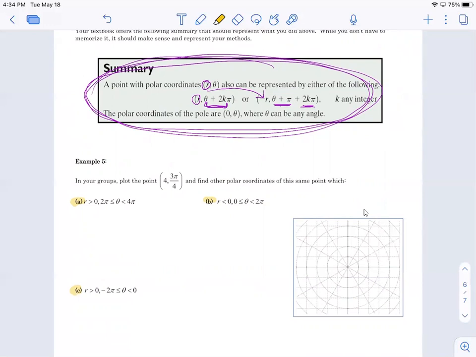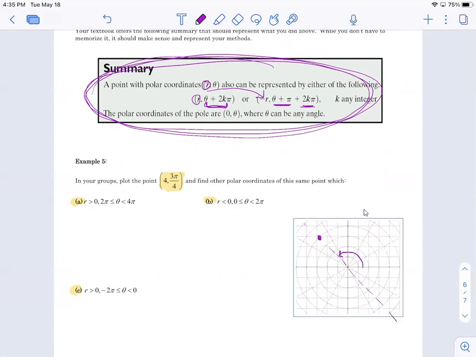So we're given this coordinate 4, 3 pi over 4. So I'm going to give myself that location before I commit to anything. And again, I don't have my pi over 4 lines on these. And then I'm going to go out to 1, 2, 3, or 4. So this is my location, because this angle is 3 pi over 4, and I went out 4 units. 1, 2, 3, 4 here.